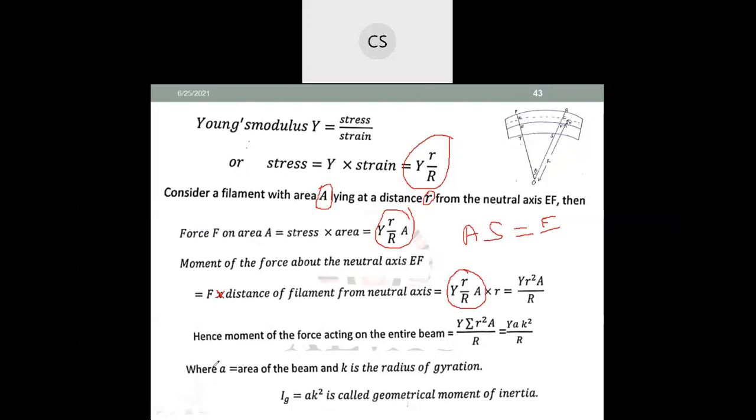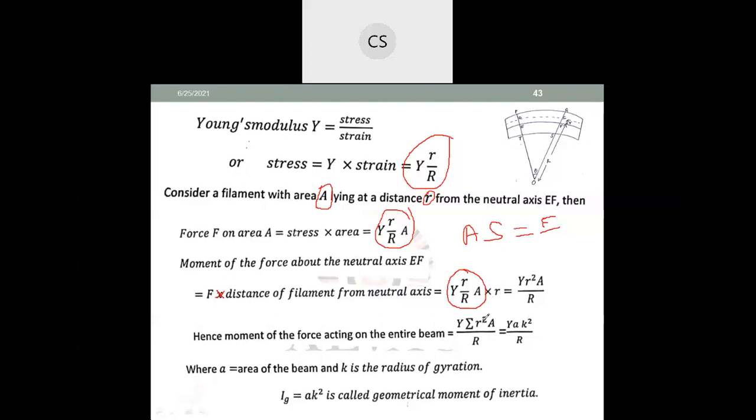Hence, the moment of the force acting on the entire beam. So this is the moment of the force about the neutral axis, on one filament. You are talking about one filament. The whole beam is made up of a number of filaments. So therefore, for the moment of the force acting on the entire beam, you sum it. Take a sum of the moments of the force about the neutral axis for all the filaments.